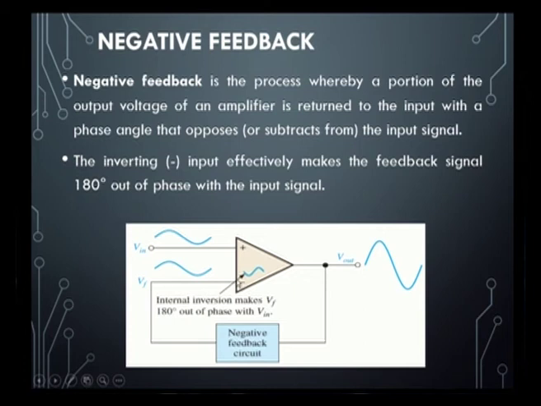So, here we can observe a negative feedback circuit that is fed back to the inverting terminal, and it has the opposite phase. The input phase is what it has before, but after feeding the negative feedback, the phase will be inverted. So, this is called negative feedback. Here we connect the output to the inverting terminal, and this will be 180 degrees out of phase with the input.